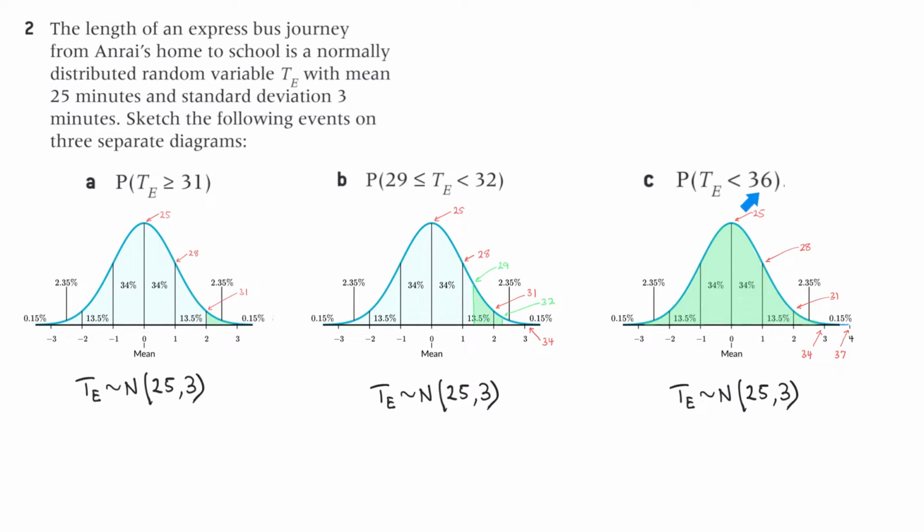Now C is less than 36. If it's less than 36, we just count again. We've got 25 as the mean, because they told us that. The standard deviation is 3, so the first standard deviation is 28, the second is 31, then it's 34, then it's 37, and it's getting very, very narrow down here. But they wanted 36, which is just less than 37, so I've just shaded everything in there.